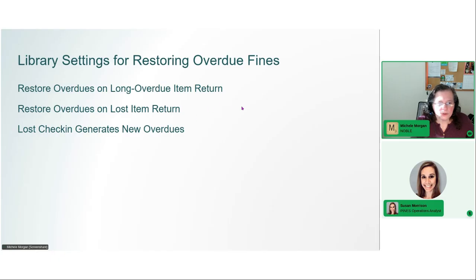So there are options to accommodate that. And this last one here, lost check-in generates new overdues. Say the item was marked lost before it reached its maximum fines, and then the item got returned. The old overdue fines were reinstated, but the patron should have gotten more fines. So this will generate those fines up to the max fine, which the patron would have had.